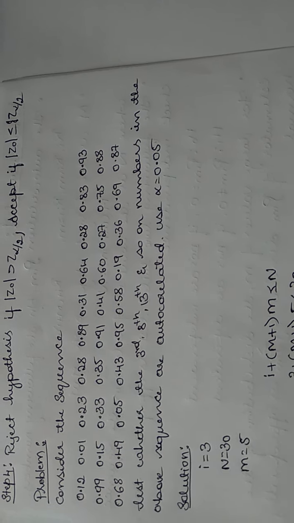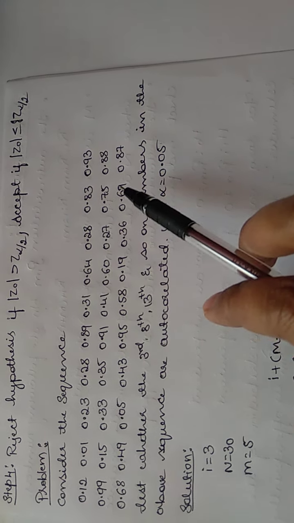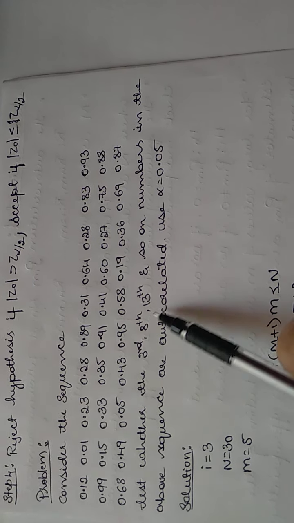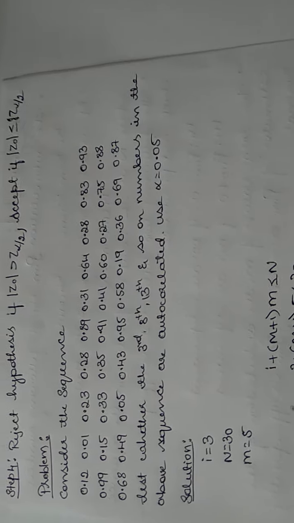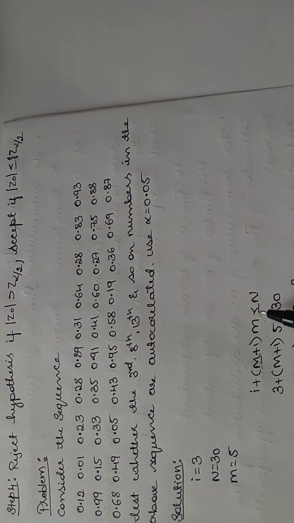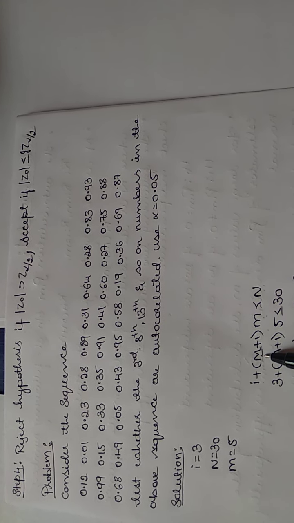Now let me move to the problem. Consider the sequence. Here the sequence will be given. Test whether the 3rd, 8th, 13th and so on numbers in the above sequence are autocorrelated. Use alpha equals 0.05. In the solution part, in order to find this capital M, we have to use the formula i plus (M+1) times m less than or equal to N. Here you have to find the value of i, the value of m and the value of N. Then only you can find the value of M.